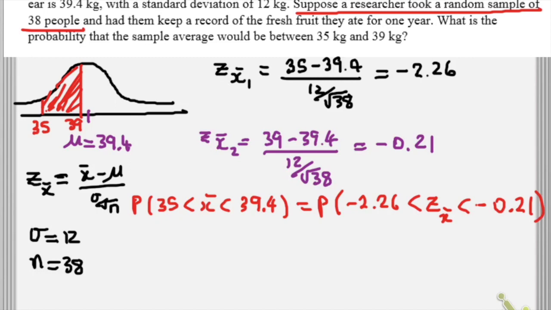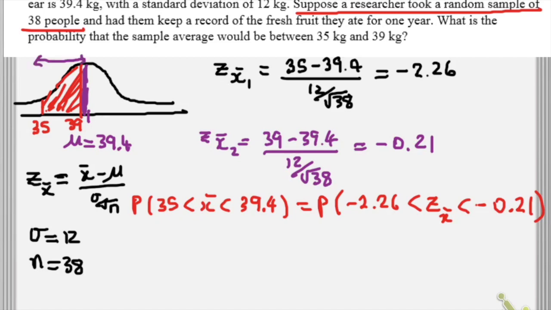So to do that one, we will turn that into a z-score problem. That means that we are looking for the probability that the z-score is between negative 2.26 and negative 0.21 standard errors, which will give us, in our picture, all we are going to be trying to do there is to find the area between 39 and 39.4, and then the area between 35 and 39, right?